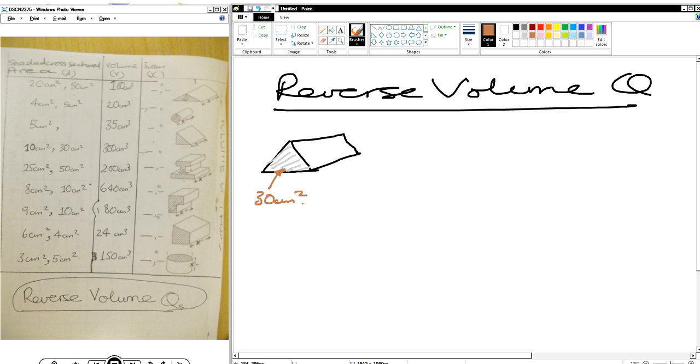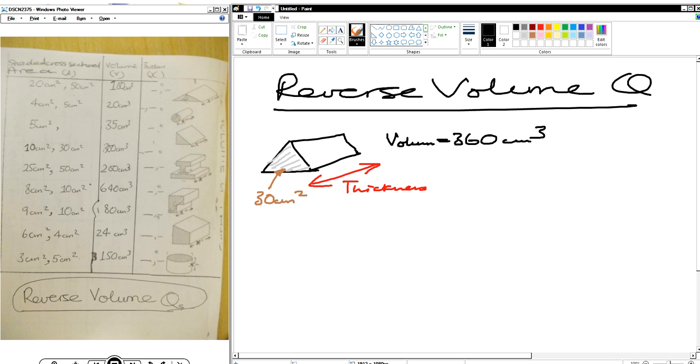Now we've been told that equals 30. Now we've been told we need to work out the thickness. We don't know what the thickness is, but we do know that the volume for that question is equal to 360 centimeters cubed. So, any ideas on how we work this out?